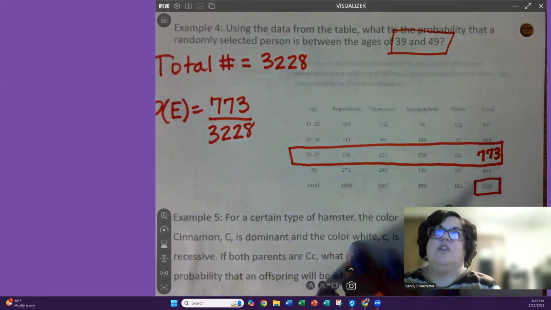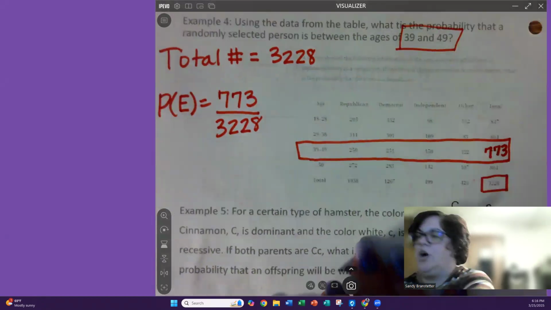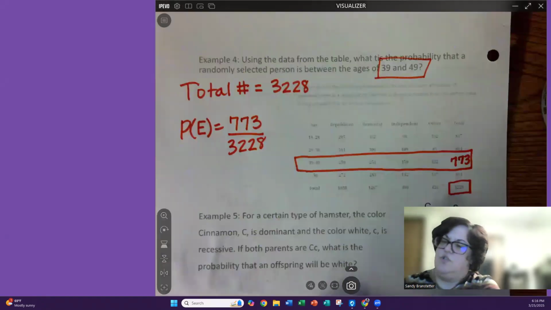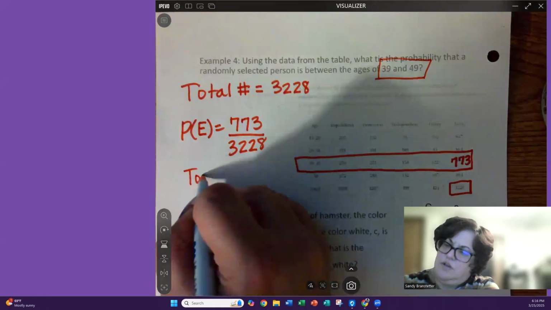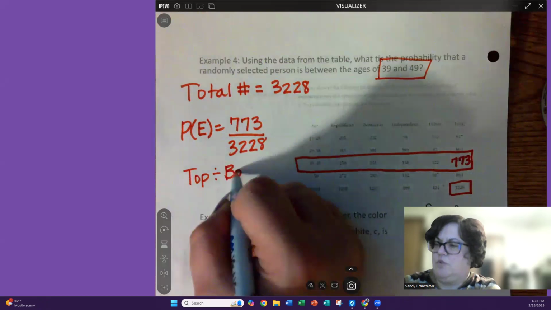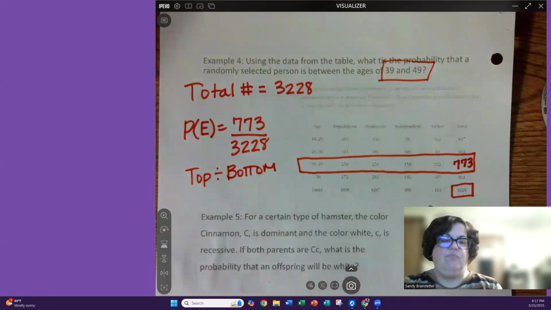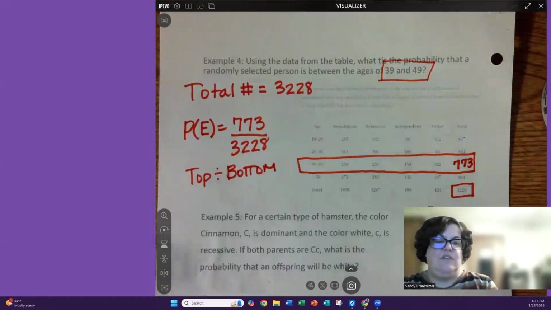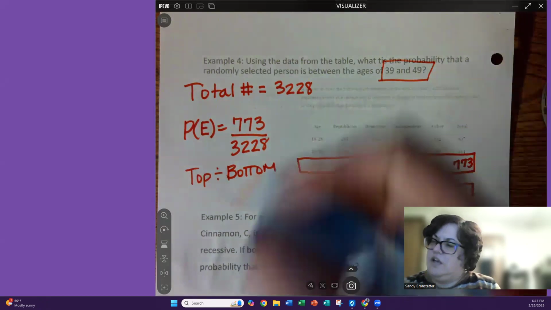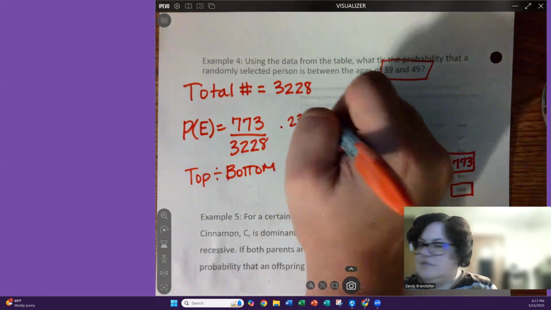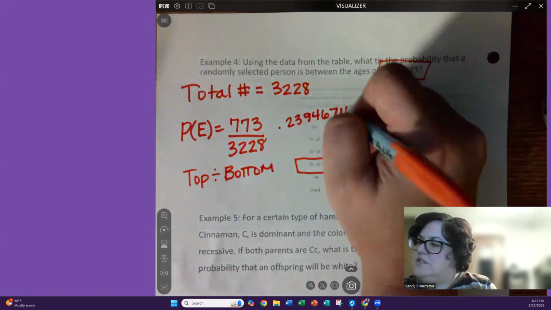Now this one's not going to simplify easily. So one of the things that you might need to do, depending on the problem, is go ahead and change it into decimal form. To do that, we're going to do top divided by bottom, just like we were doing in the last lesson. So grab your calculator and take 773 divided by 3,228. And hopefully you got 0.23946711623.